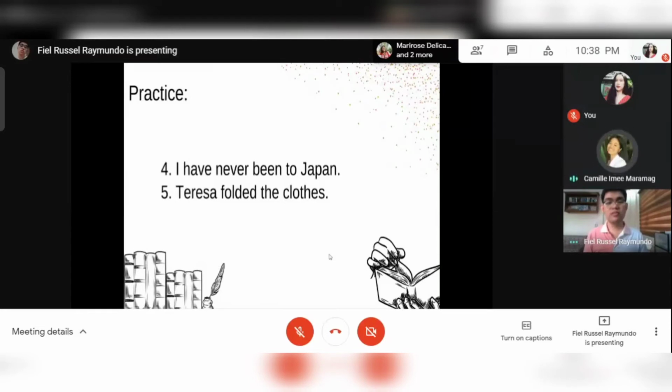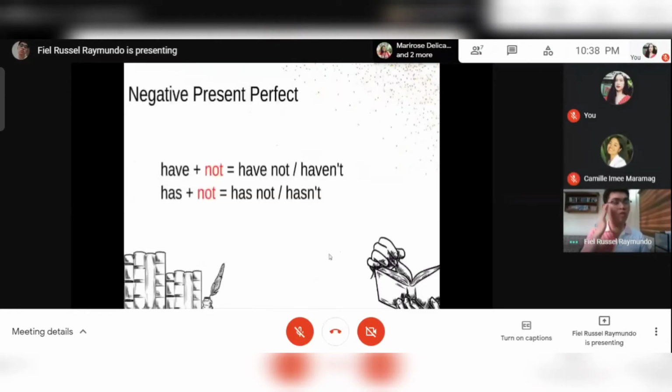Number 5. Teresa folded the clothes. Sir, it should be Teresa has folded the clothes, and maybe now she can put them inside the wardrobe. Okay, excellent job, everybody. Now let's move on to negative present perfect.